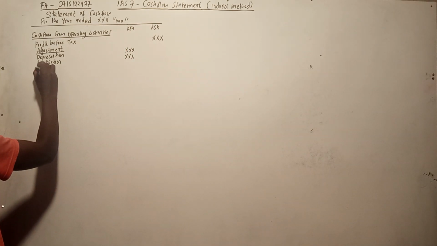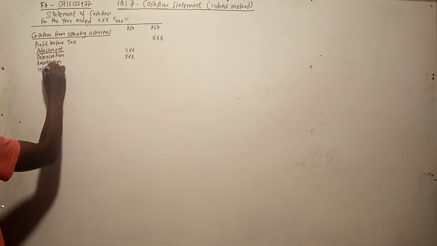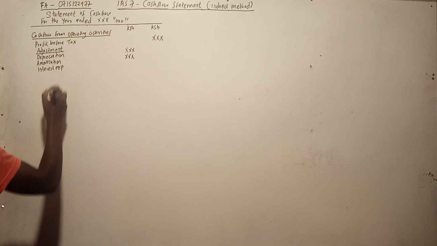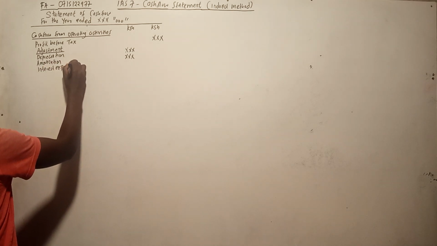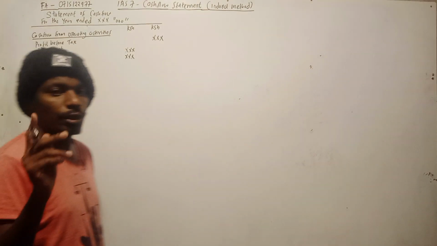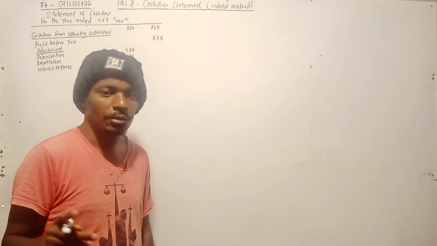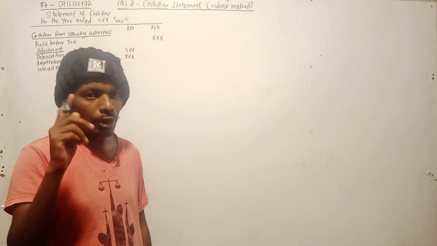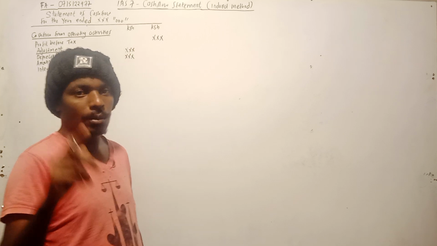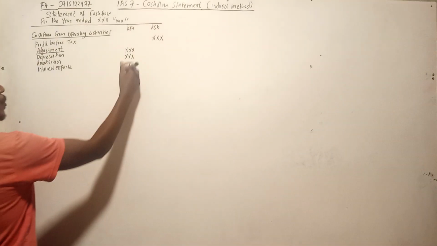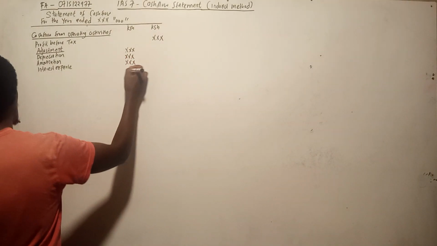Interest expense, if there is. Now interest expense was deducted in our income statement as an expense. Then, because it's a non-cash item, we add it back.